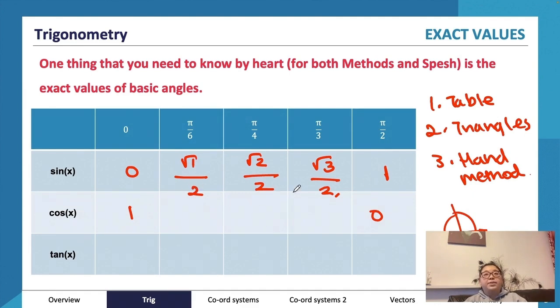And then you just do it in the opposite direction for this one. So it's just going to be root 3, root 2, and root 1, which is just 1, all over 2.